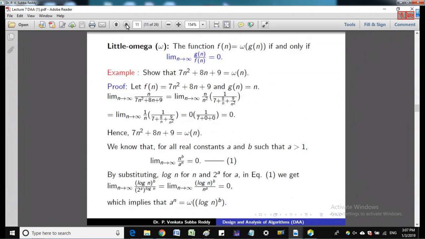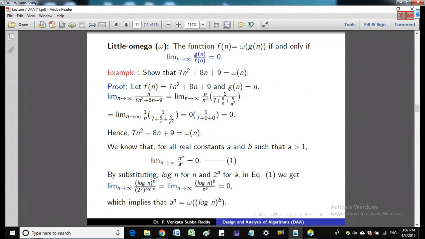So this is the little omega notation which I have already explained. Same thing. 7n squared plus 8n plus 9 is little omega of n. Limit n tends to infinity, n power b by a power n. That means polynomial function, exponential function. Polynomial function growth is smaller.